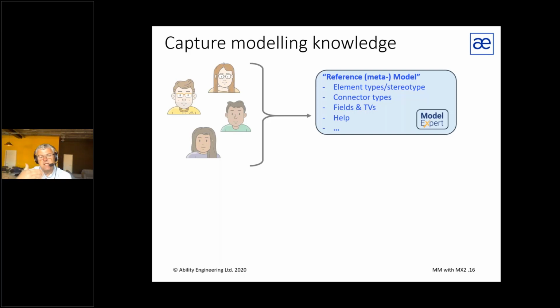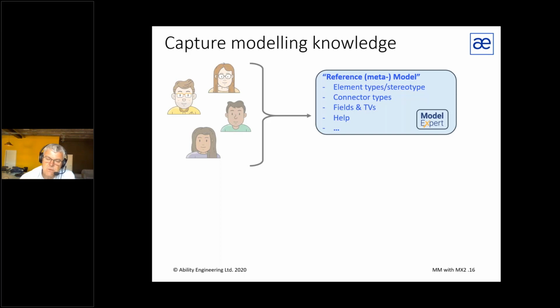And this is where we move into the final stage of the three, the idea of guided modeling. So we've got to put that knowledge somewhere. Now, traditionally, you would put that into an MDG, and the MDG would say, these are the element types and stereotypes you can have, the connectors. You could even define some tag values. You couldn't really define any kind of help particularly. You couldn't put lots of links in there to other things. But that's typically what we do.